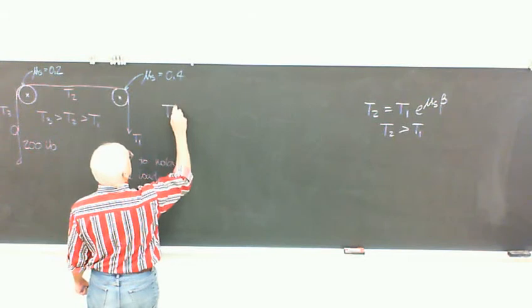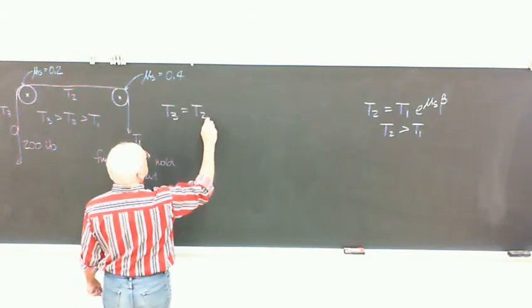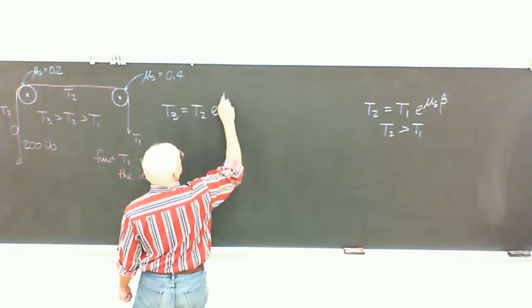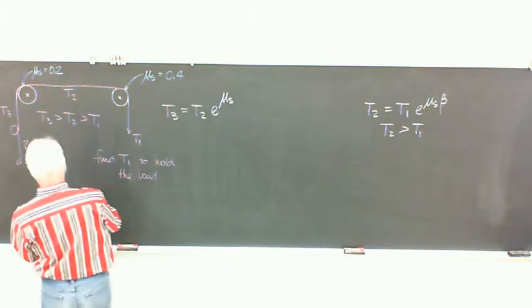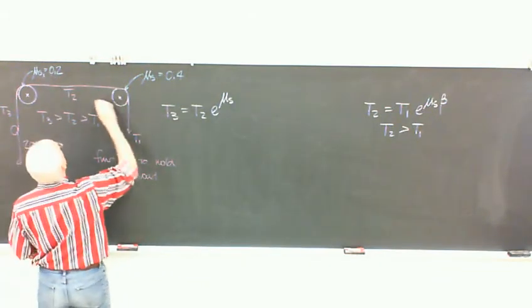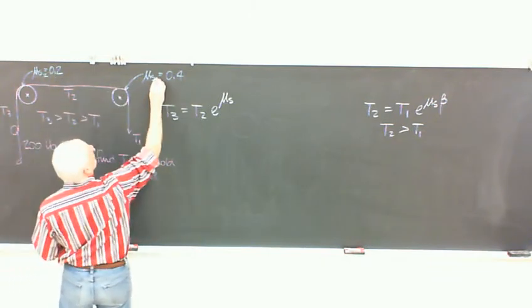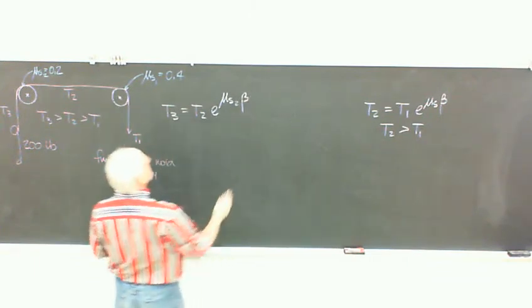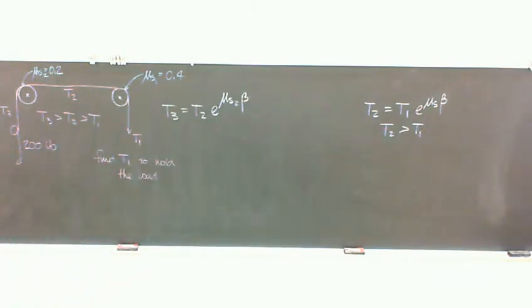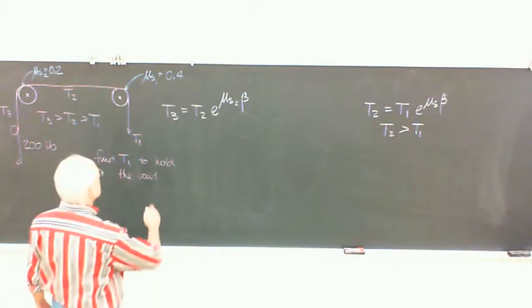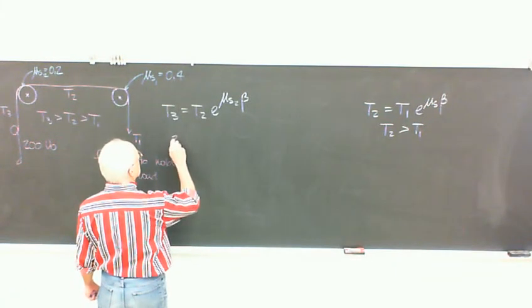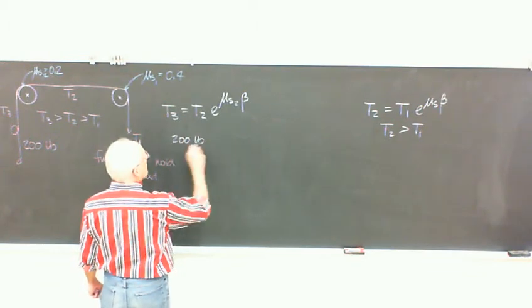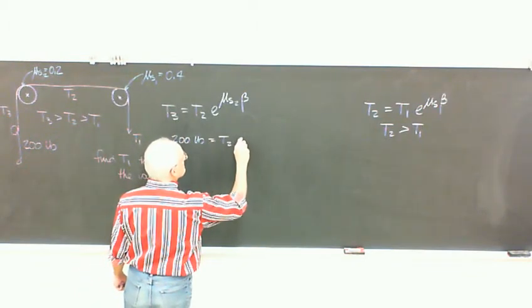Set it up the way we've got it there. We start with T3 equals T2 e to the mu S. We'll call this one 2, and that one 1. Mu S 2 beta. And beta is the wrap angle. Is it the same for the two of them anyway? Yeah, they're both a quarter wrap. So T3 is 200, and we're looking for T2.